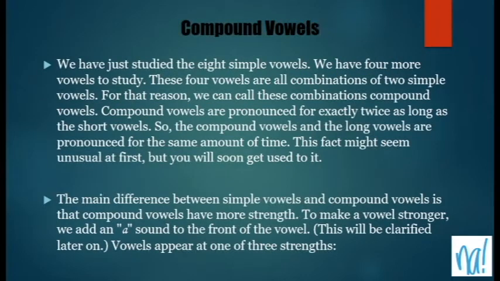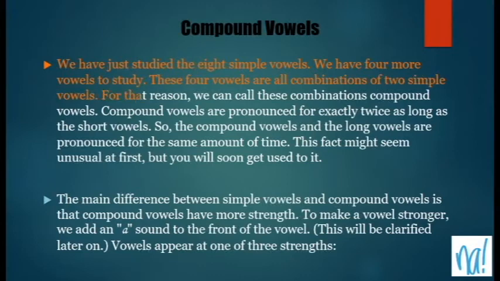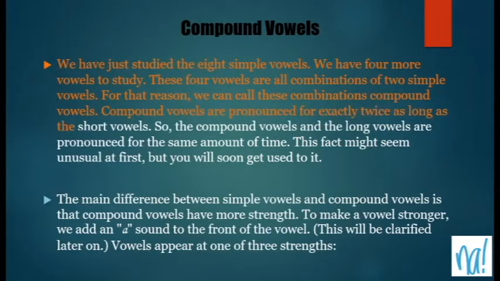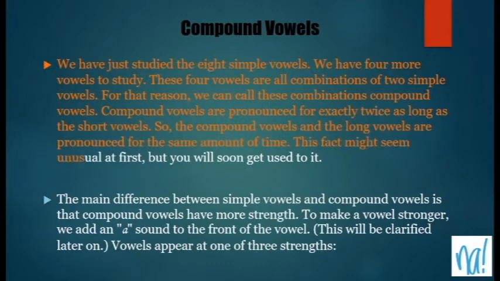Compound vowels. We have just studied the 8 simple vowels. We have 4 more vowels to study. These 4 vowels are all combinations of 2 simple vowels. For that reason, we can call these combinations compound vowels. Compound vowels are pronounced for exactly twice as long as the short vowels. So, the compound vowels and the long vowels are pronounced for the same amount of time. This fact might seem unusual at first, but you will soon get used to it.